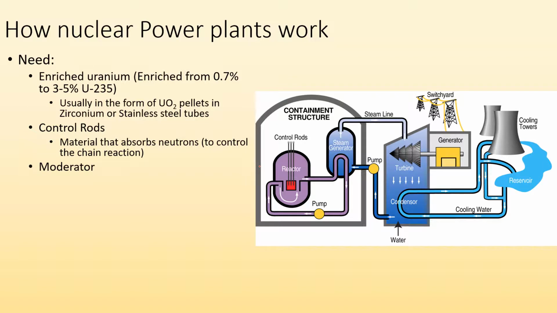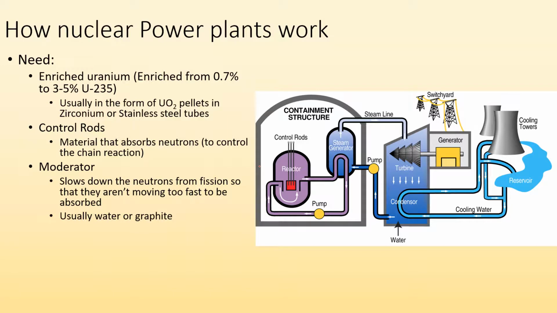You also need a moderator, because you need to slow down those neutrons. If they're moving too quickly from the other fission reaction where they're being given off, they won't get absorbed by the other nuclei. So you need a way to slow down the neutrons. So you need a moderator. Typically they use water or graphite.